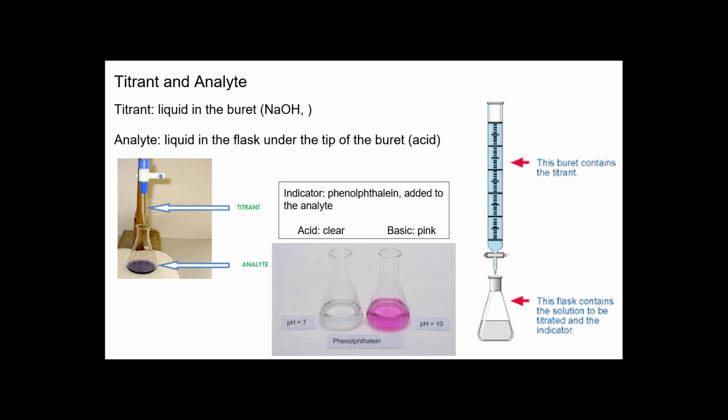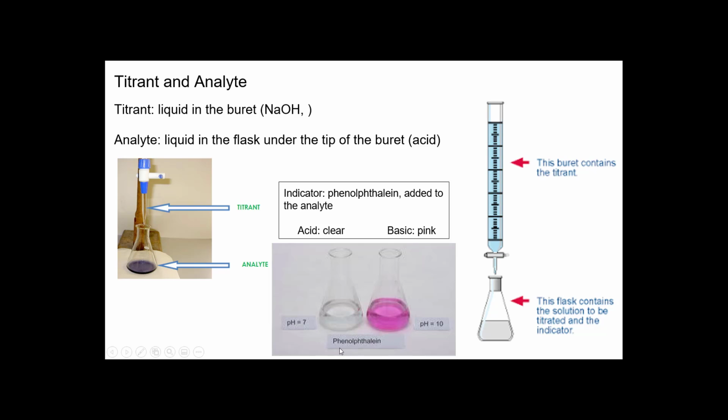In this case, whatever is in the burette is a titrant, and whatever is in the flask down below that is dispensed into is the analyte. So in this case, the acid would be the analyte, and the indicator will also go in here too. And sodium hydroxide is the titrant. The indicator will always go in the flask. This is where the chemical reaction is occurring.